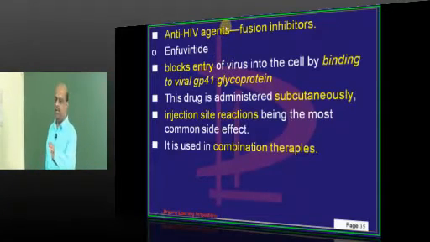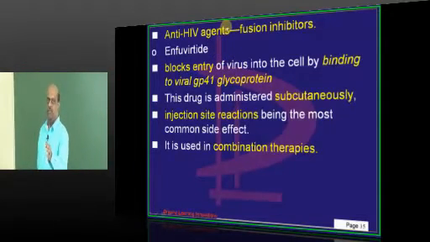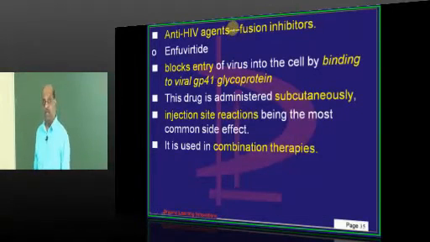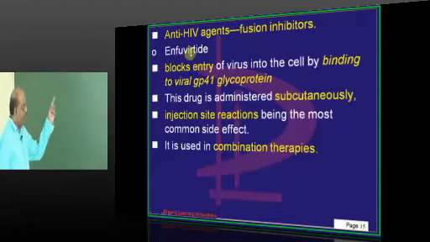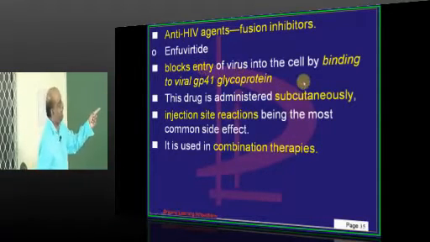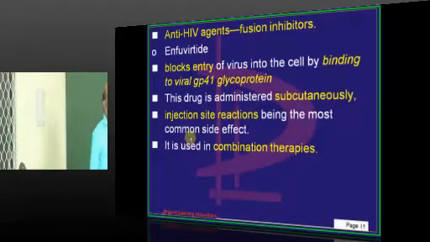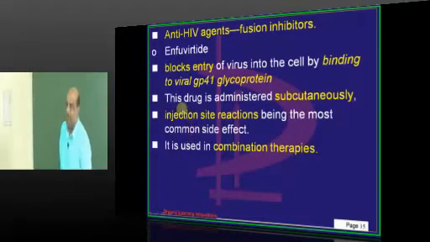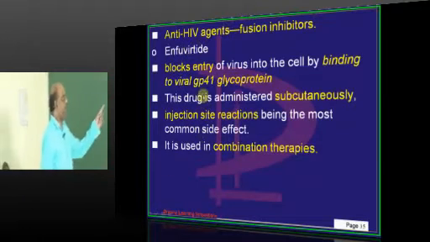If you take the past 5 years of the All India, AIIMS, PGI exams, a repeatedly asked question is the mechanism of action of enfuvirtide. It is a very high yield fact which you need to know. Enfuvirtide blocks the entry of the virus into the cell by binding with which viral glycoprotein, doctor? GP41 is the glycoprotein to which it will be binding.